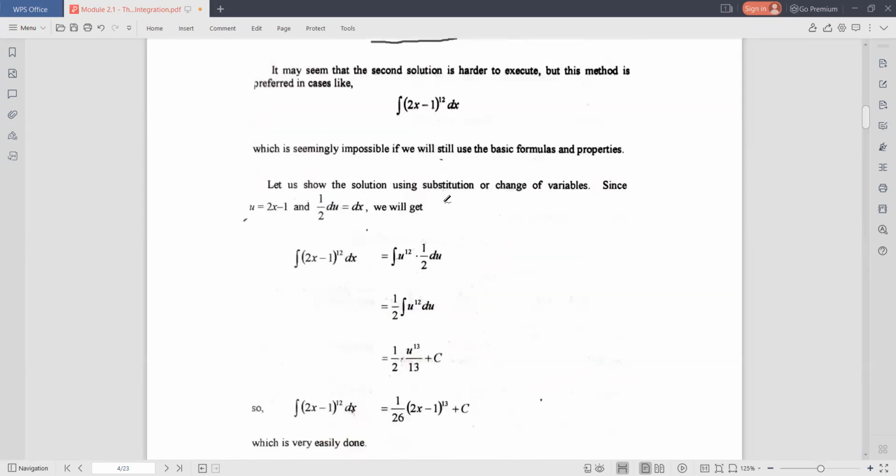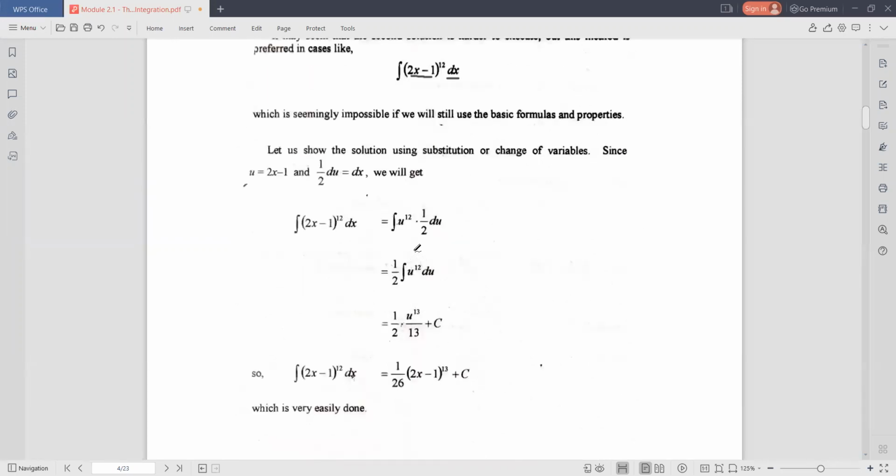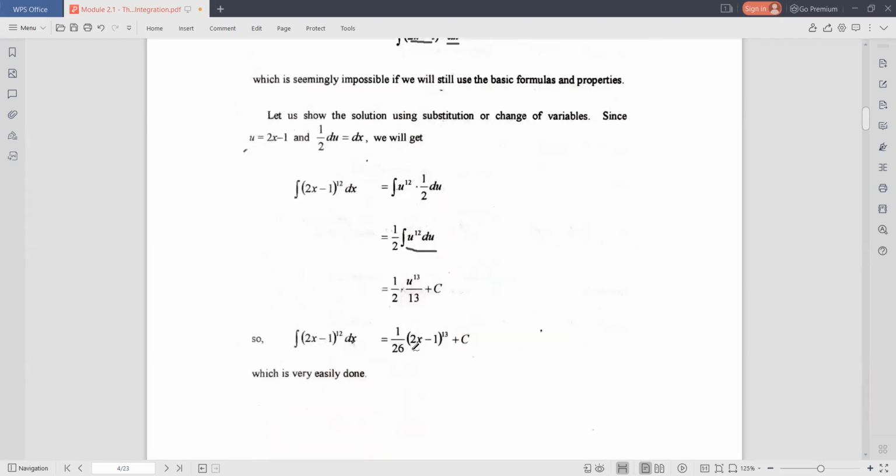So let us show the solution using substitution or change of variables since u dito is 2x minus 1. But naka-remain lang, nagpalit lang is yung 12 dito. Yung dx mo pa rin is the derivative of your u, or that is 1/2 du. Ito. And then proceed with the same process. Okay, so constant labas, then integrate the equation. You have your u raised to 13 over 13 plus c. Then simplify. Then you will have 1 over 26 times 2x minus 1 raised to 13 plus c.